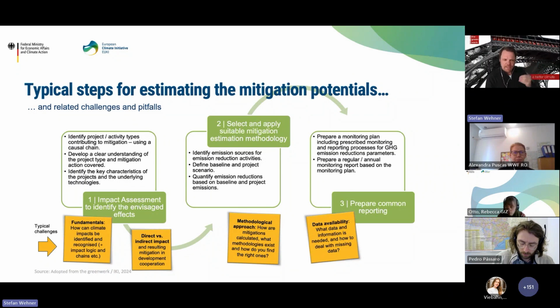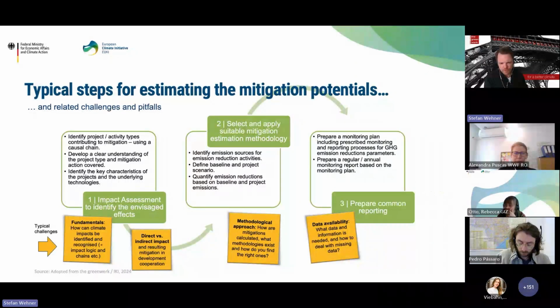Because once you have identified the technologies, the changes in behavior, for example, then you can select and apply a suitable mitigation estimation methodology. And these are available out there. A lot of approaches are there, as I said, that can be applied, but you need to understand, is it applicable or not? The methodologies will help you to identify the emission sources that you need to look at, to define a baseline and the project scenario. We come to that in a second, and how to then quantify and estimate your emission reduction.